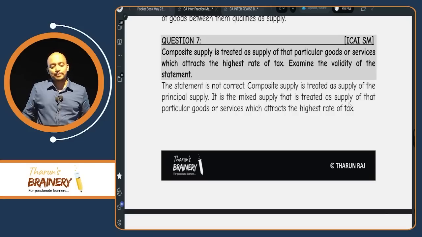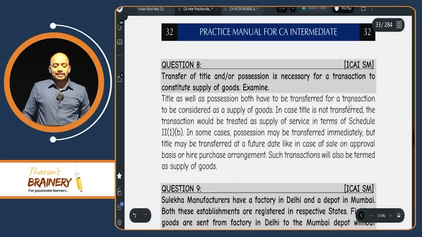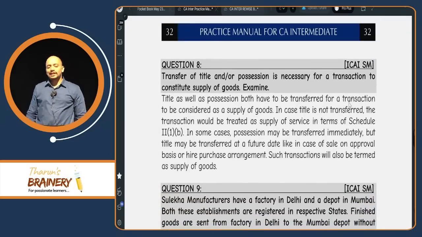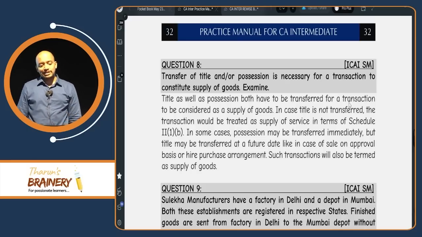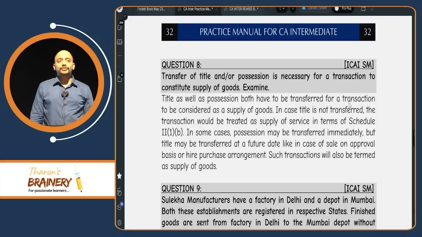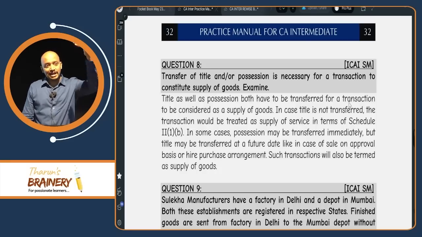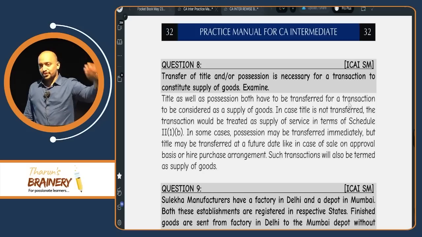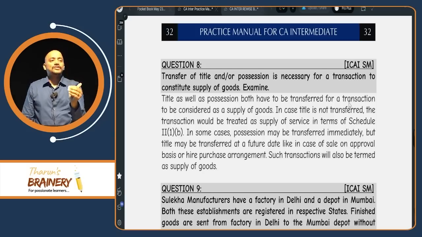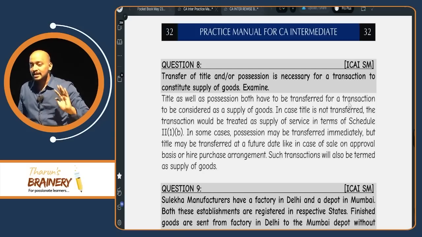Composite supply is treated as supply of that particular goods or service which is principal supply. Actually, only highest rate in case of mixed supply. Then, transfer of title or possession, is it necessary for a transaction to constitute supply of goods? No, it is under both transfer of title and transfer of possession. Both should be there, then only it will be called as supply of goods.